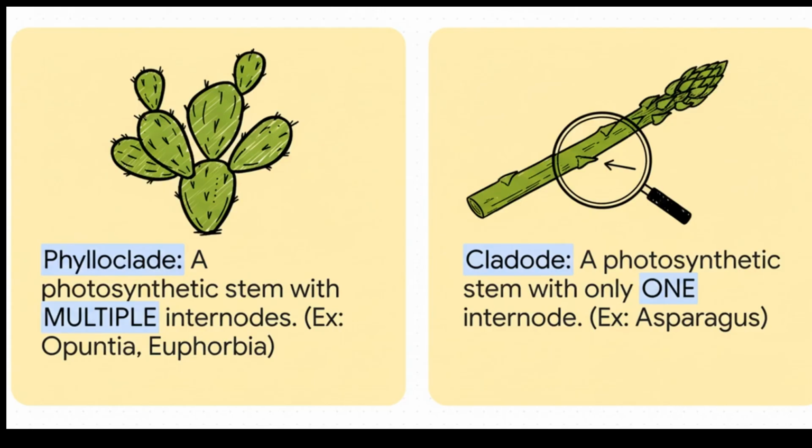Well, the real key is looking at something called internodes. That's just the segments of stem between the spots where leaves or branches grow. A Phylloclade, like our big cactus pad, is made of many internodes. It's the whole stem that's been repurposed. A cladode, on the other hand, like on asparagus, has just one internode. It's really just a single tiny branch playing the part of a leaf.